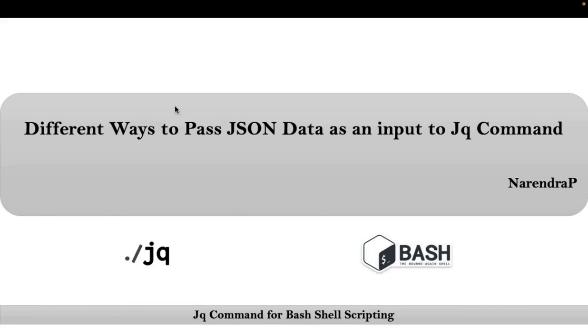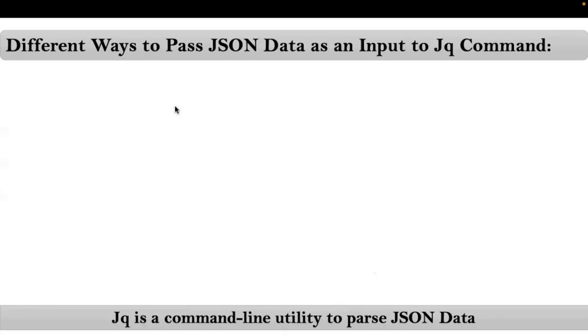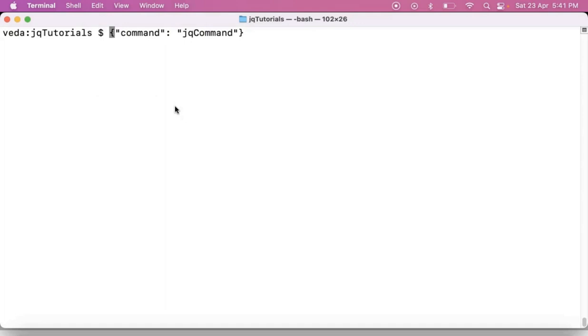Friends, here we will be talking about different ways to pass JSON data as an input to JQ command. And here I am explaining about this concept using the very basic filter called identity filter. Now let me go step by step. Suppose you want to work with strings using JQ command, then how can we work? Now let me explain this on my command line.